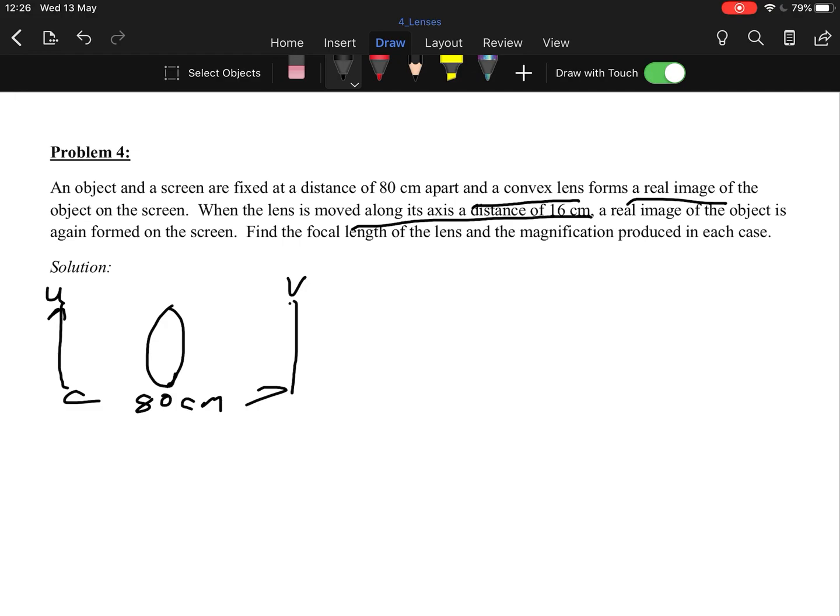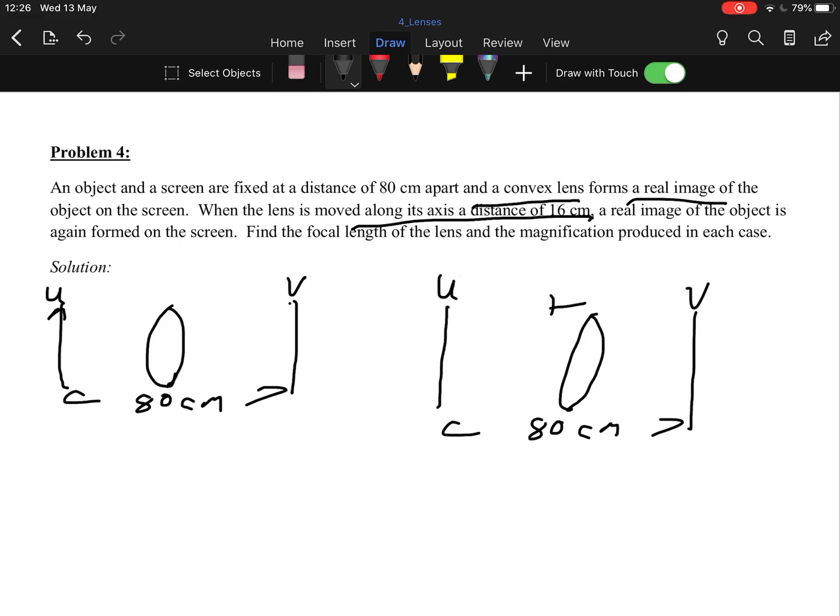All right. When the lens is moved along its axis a distance of 16 centimeters, we form another one. Okay, so it's up to you which way you want to move this object here. So I'm going to call this u again. Now, what I did this time, again, the distance is still 80 centimeters, is I moved the lens 16 centimeters towards the virtual image. If you wished, you could have moved the lens 16 centimeters towards the object. Doesn't matter. You'd still get the same answer.